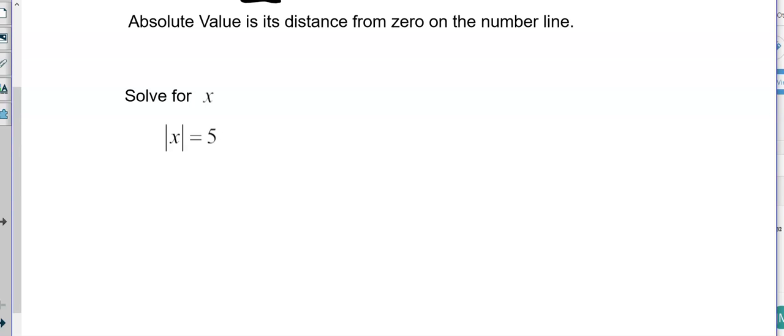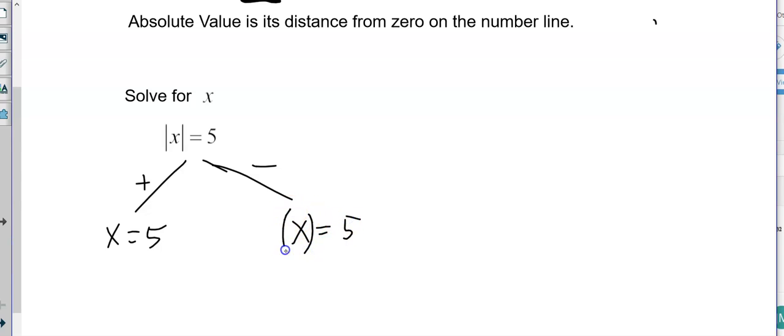So the way we solve this type of problem is we split it up into two cases. It's kind of like the positive case and the negative case. So the positive case would be, instead of absolute value, I'm just going to put x, put it in parentheses if you wanted, x equals 5. In the negative case, I'm going to do that again, but instead I'm going to use parentheses here.